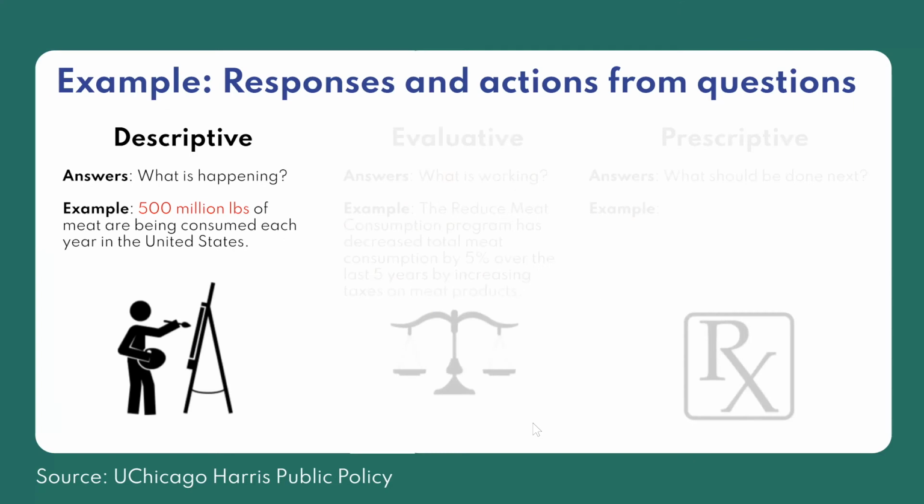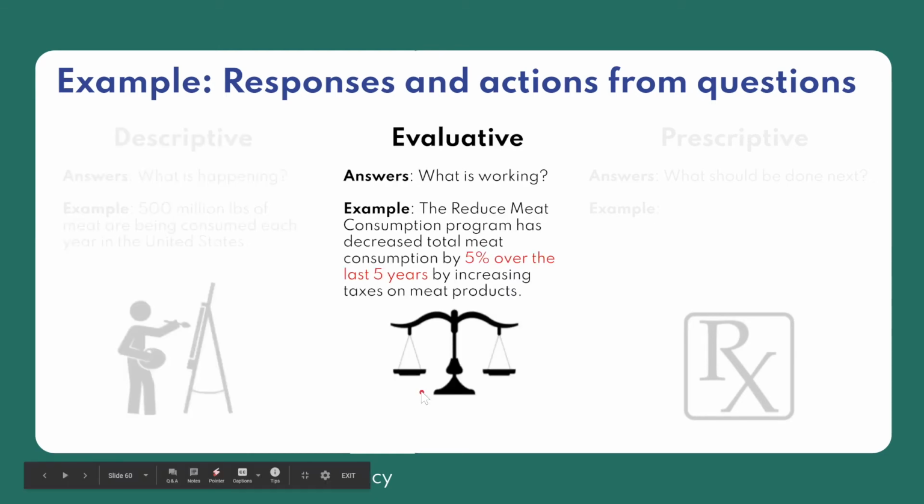Now we go back to those three questions. After you do your research, you'll get some answers to those questions, and that will help you narrow down what your possible actions might be. First, a descriptive answer of what is happening: 500 million pounds of meat are being consumed each year in the United States. Now we focus on an evaluative answer: what is working to reduce that 500 million pounds of meat being consumed each year?